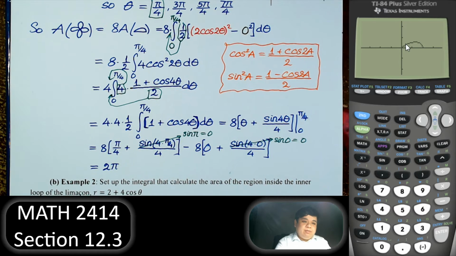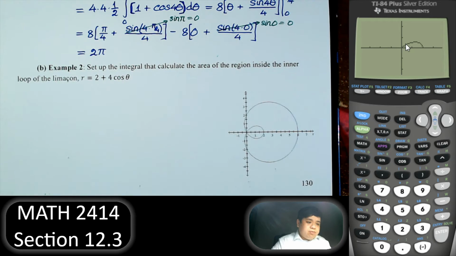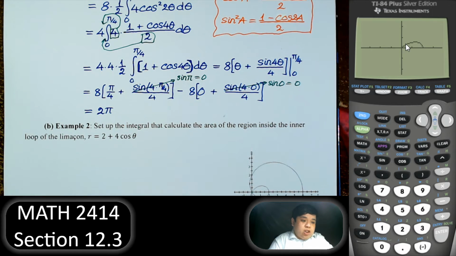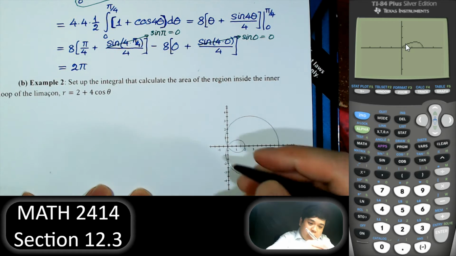Right, so the next example. Set up the integral to calculate the area inside the inner loop of the limaçon r equals 2 plus 4 cosine theta. So in this case, we only want this area.